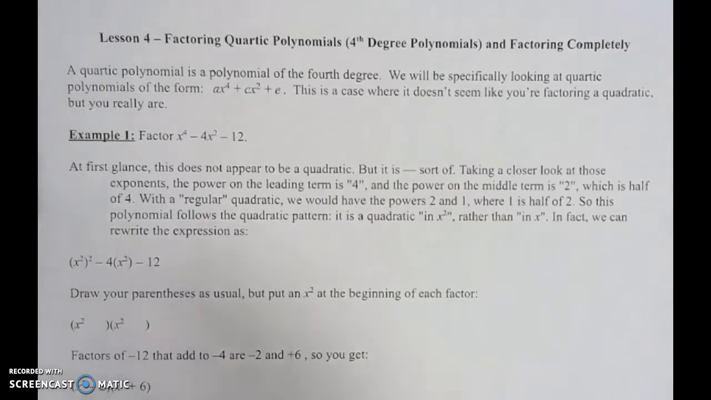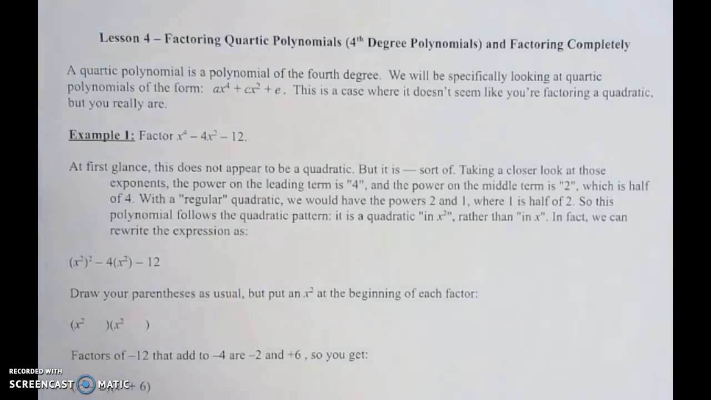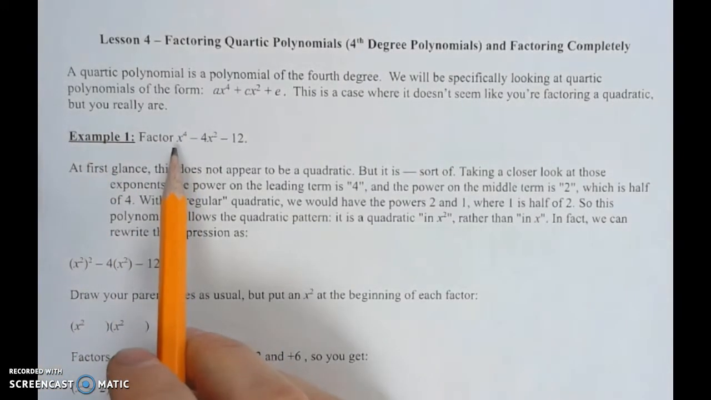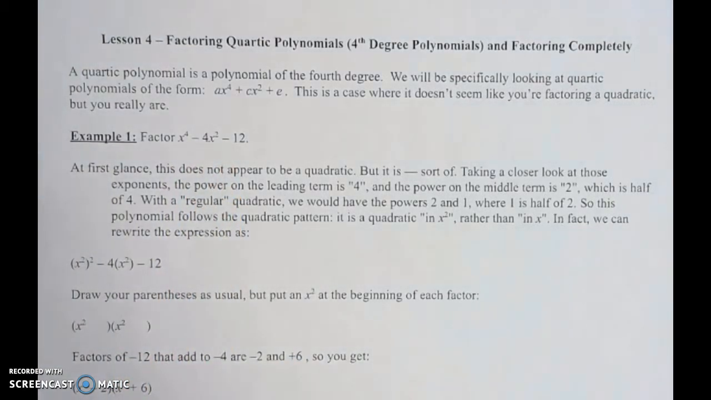A quartic polynomial is of the form ax to the fourth plus cx squared plus e. And at first glance, it doesn't look like we're factoring a quadratic, but in a sense we really are. In this example, we have x to the fourth minus 4x squared minus 12. Again, at first glance, it doesn't appear that we're factoring a quadratic, but it really is.